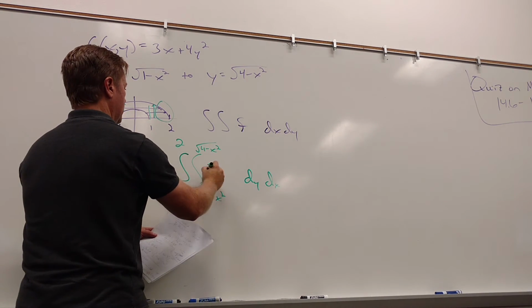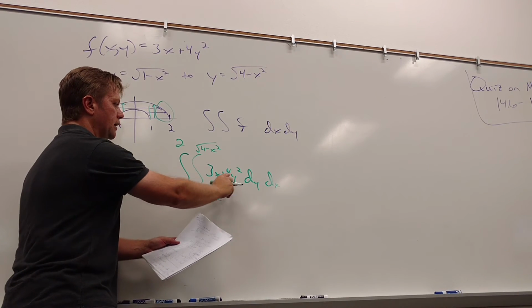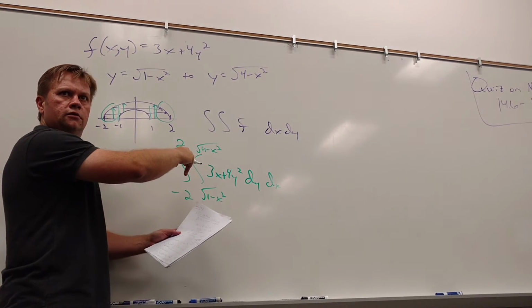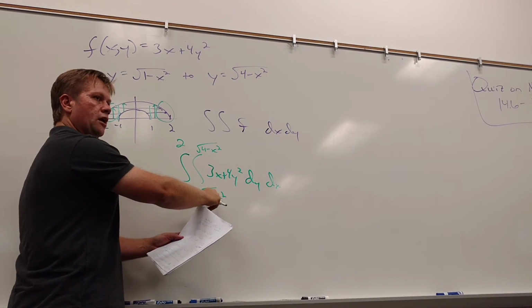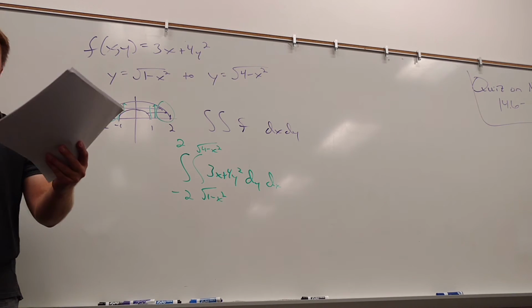And then inside I got this. So once I integrate this once, I'm going to get this 3xy plus 4y cubed over 3, that kind of thing. Do you guys see that? And then I'm going to plug this in there. I'm going to have this to the 3/2 power. It's going to be impossible.